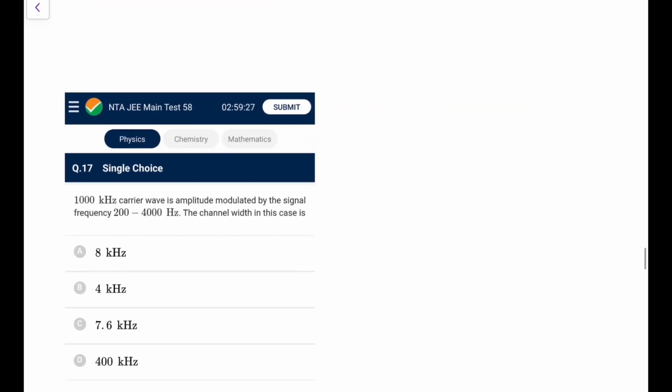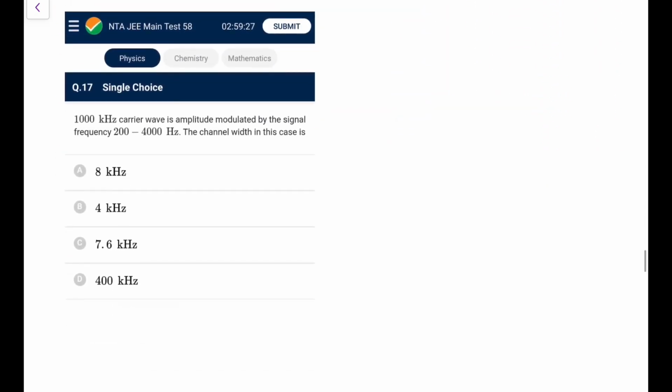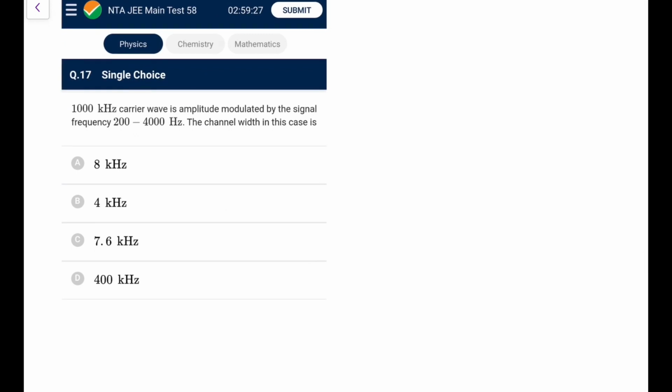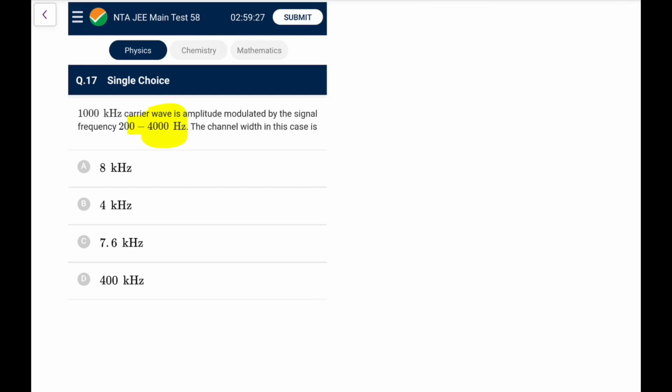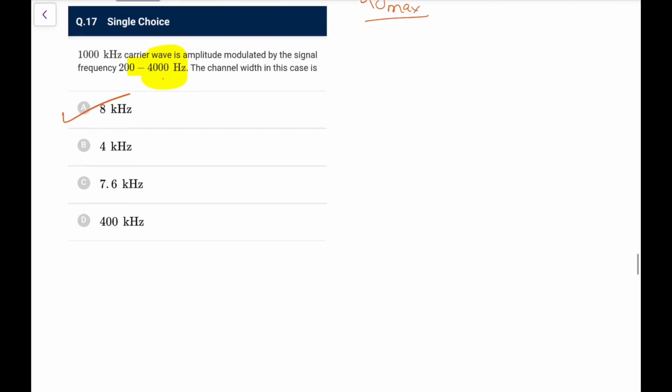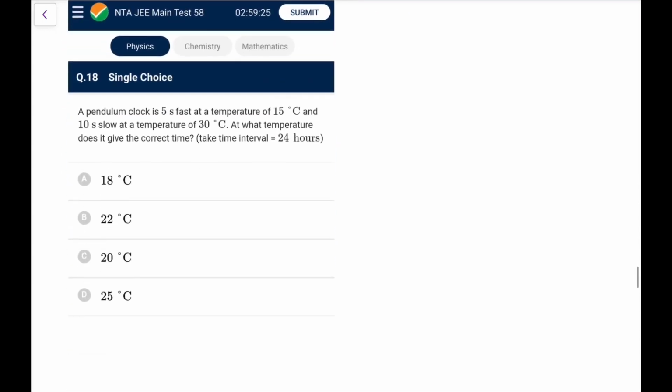Okay, next one. A 1,000 kilohertz carrier is amplitude modulated by a signal of frequency 4,000 hertz. What is the channel width in this case? Here for the signal, the peak frequency is 4,000, and we know the channel width is equal to twice of the f max in that signal. So 4,000 into 2, that is 8 kilohertz, is going to be the channel width in this particular case, that you should remember. Okay, next.